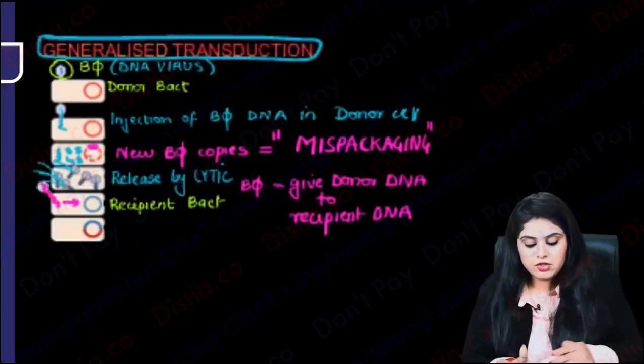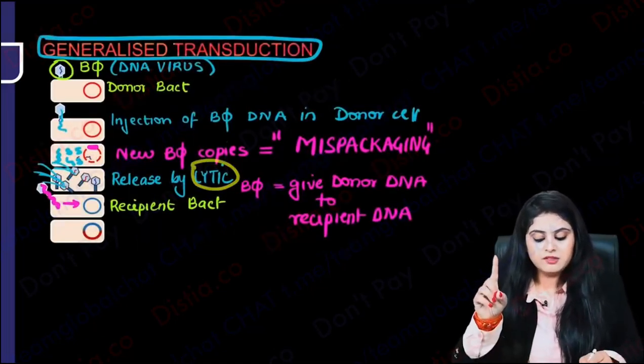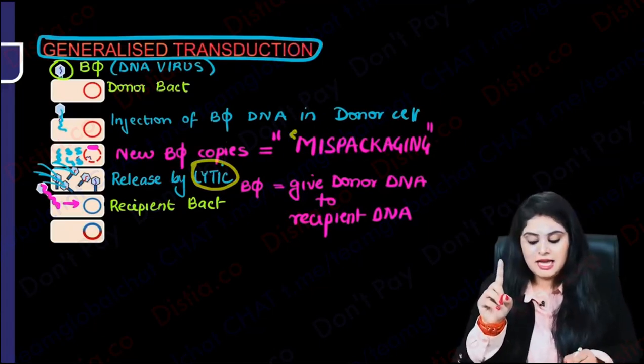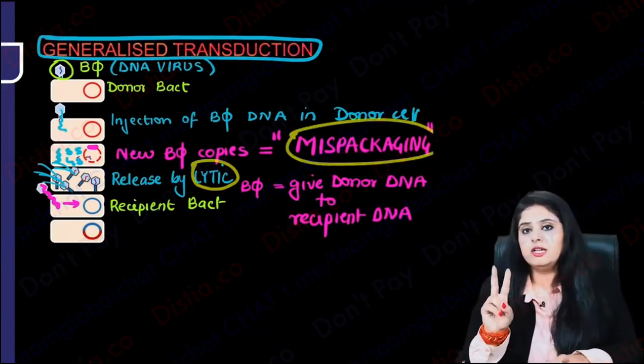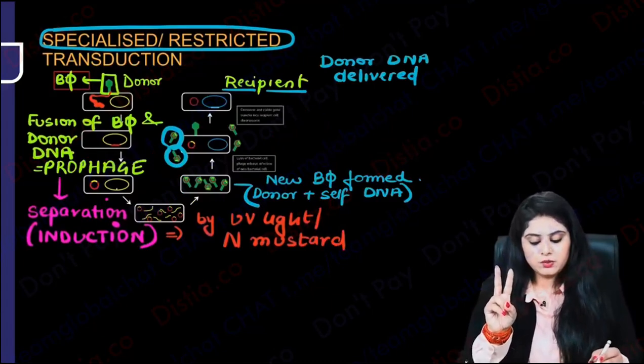You just need to know for generalized transduction, quickly tell me what is the phase that you had? Lytic phase. And what was the mechanism? Mispackaging. For specialized transduction, what was the phase you had?